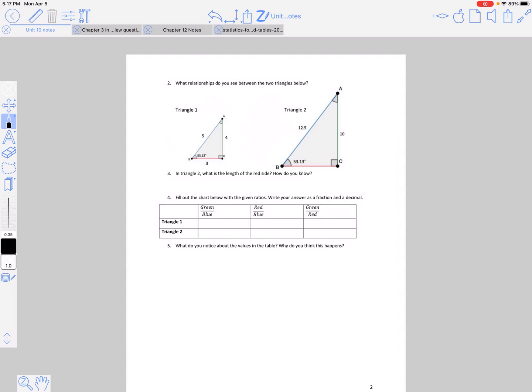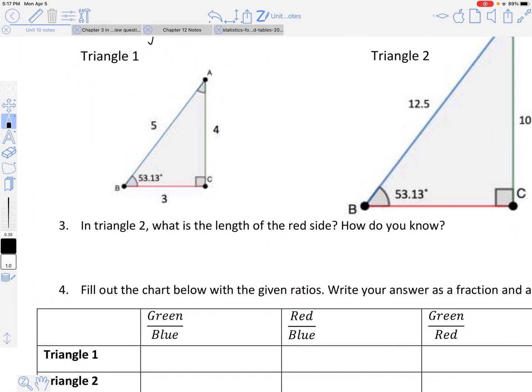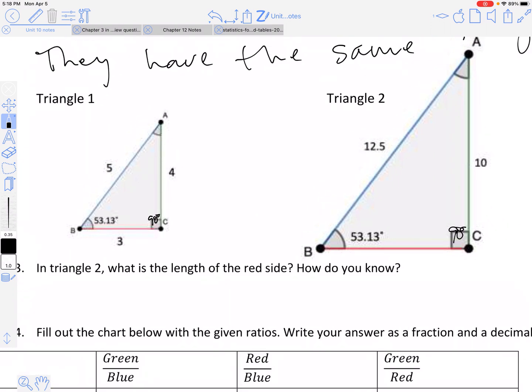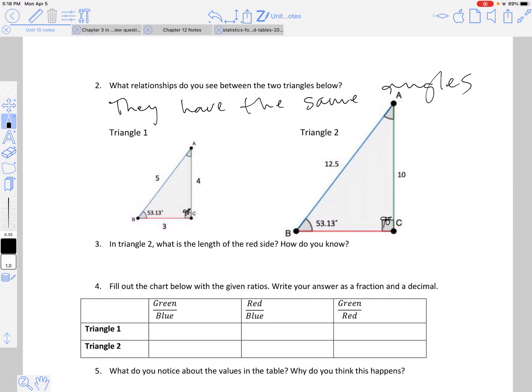Okay, so number 2. What relationship did you see between these two triangles? So they have the same angles. Hopefully you notice that. They have the same angles. And we know that they're all the same because this is 90 degrees, as we just talked about. This is 90 degrees, right? So a whole triangle adds up to 180, so we could really easily find A. But even though they have all the same angle measurements, as you can see, they do not have the same side measurements. So number 3, in triangle 2, what is the length of the red side?